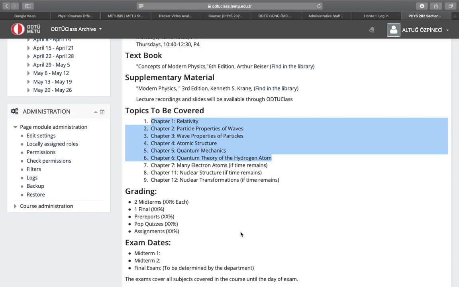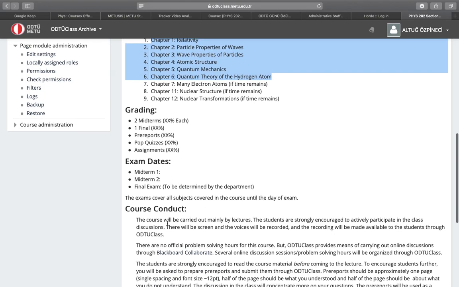You will have the midterms, final, pop quizzes, pre-reports, and assignments. The pre-reports and pop quizzes will basically be a bonus. I haven't yet decided whether I will be able to give you regular assignments or some online assignments. If they are online assignments, they will be bonus. If not, I haven't yet decided on the percentages.